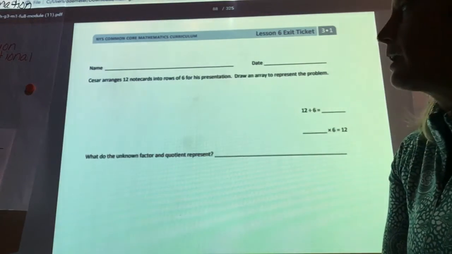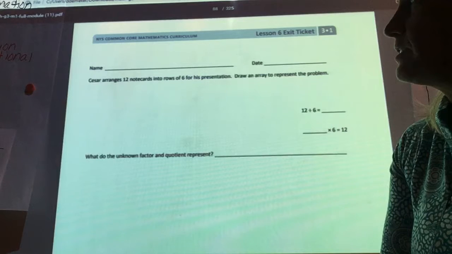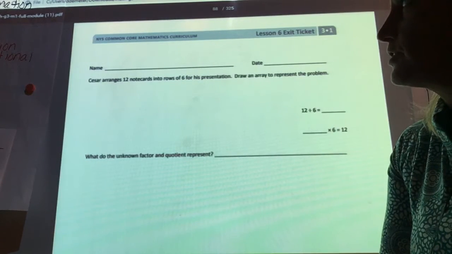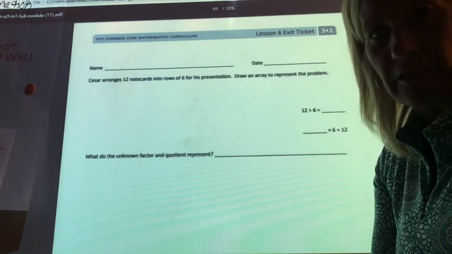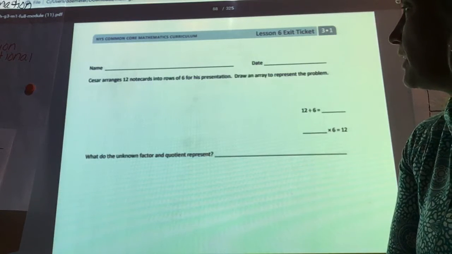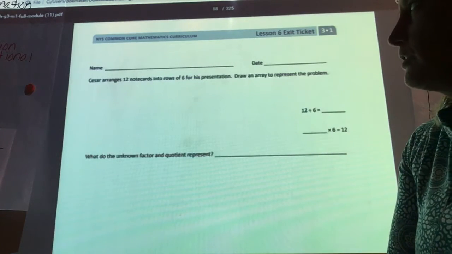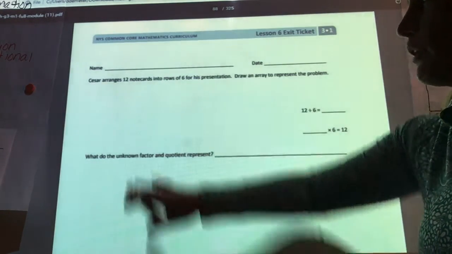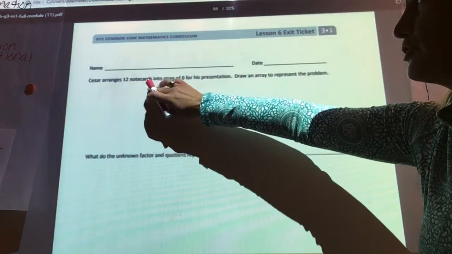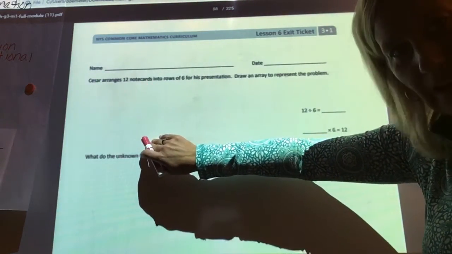So it says Caesar arranges 12 note cards into rows of 6 for his presentation. Draw an array to represent the problem. So you would have to arrange and draw an array of 12 note cards into rows of 6, right?